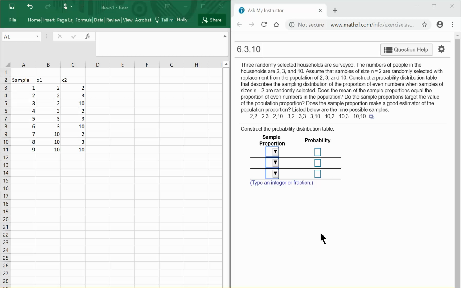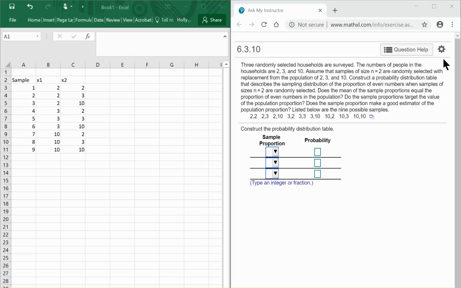Hello, here is an example from 6.3, sampling distributions of probabilities. Three randomly selected households are surveyed, and the number of people in the households are 2, 3, and 10. Assume that samples of 2 are selected with replacement from the population of 2, 3, and 10, and construct a probability distribution table that describes the sampling distribution of the proportion of even numbers when samples of size n equals 2 are randomly selected.